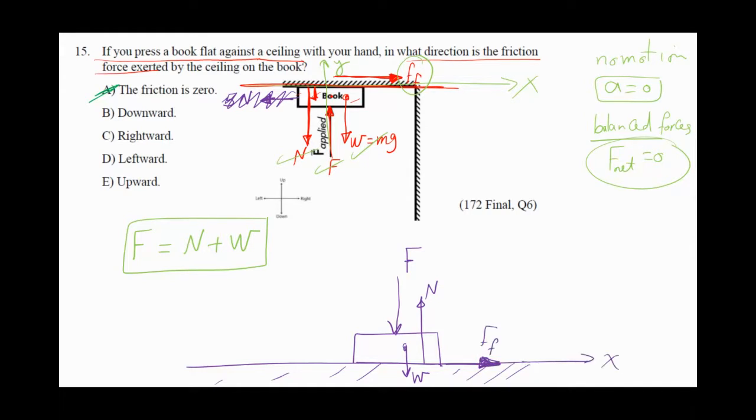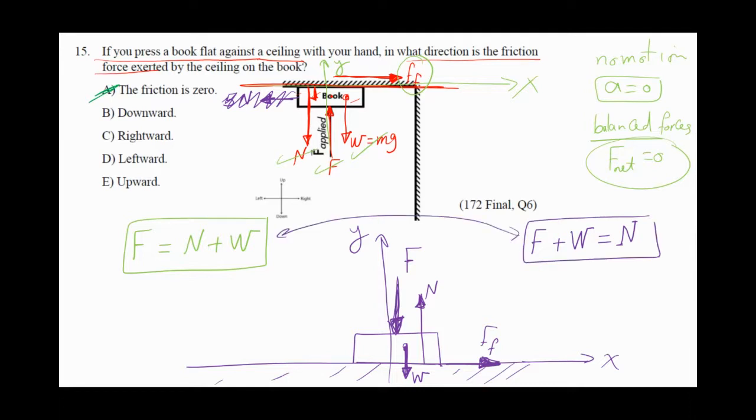Assume this is your X and this is your Y. In the Y direction, I have a force downward, which is F. I have W downward, and I have the normal force upward. So the downward forces balance the upward force. So the force F plus the W, these are the downward forces, equals the normal force N. This is the upward force. See, there is a difference between this one and this one. So you need to draw the free body diagram. Then you write down your equation.